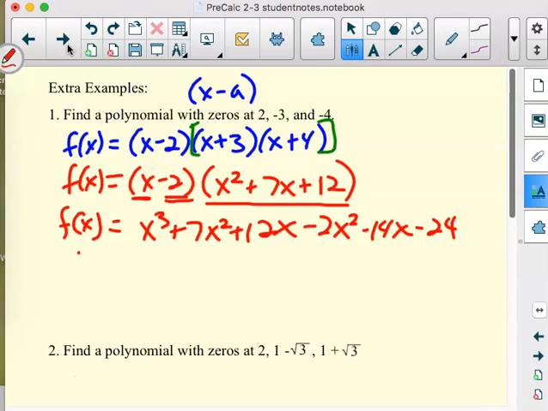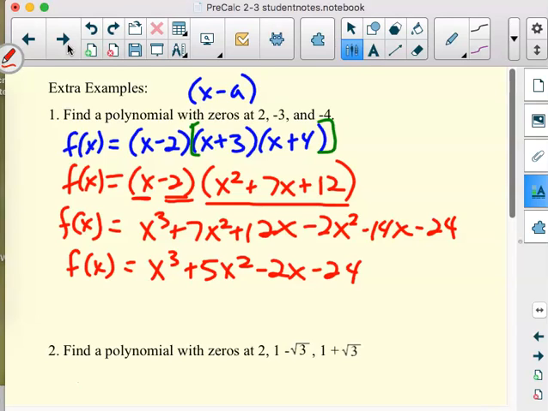Last but not least, we clean it up, and that's going to be by combining any like terms. We only have one cube. We've got 7x squared minus 2x squared for 5x squared. 12x minus 14x is minus 2x, and minus 24. And this we actually could check by putting it into the graphing calculator and making sure that it crosses at 2, negative 3, and negative 4, because that's what we wanted it to do.